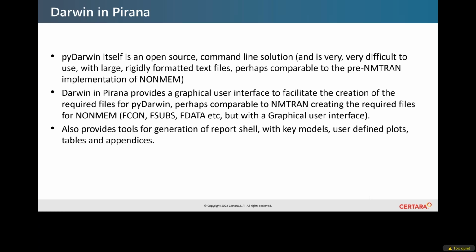Pre-NMTRAN, which was in the early 80s, you had to write the Fortran code to run NONMEM, and NMTRAN greatly simplified that, and that's what Darwin in Pirana does. It greatly simplifies the generation of these three files that are needed to run PyDarwin, as well as tools for generation of report shell, key models, user-defined plots, tables, and appendices that you'll see.